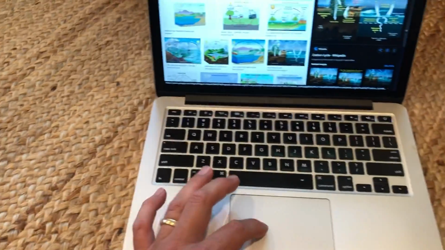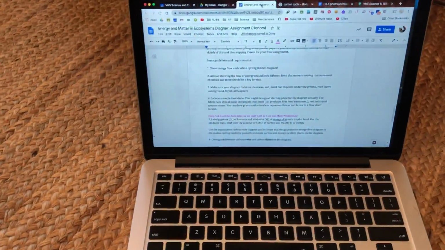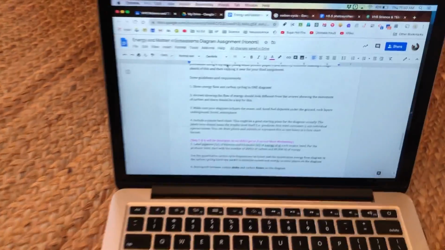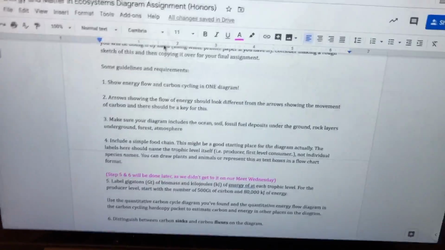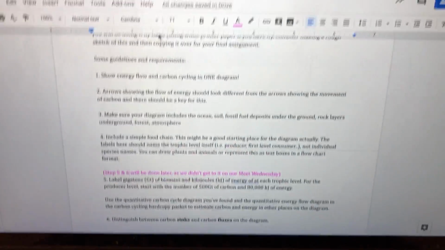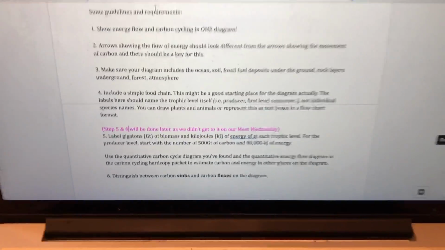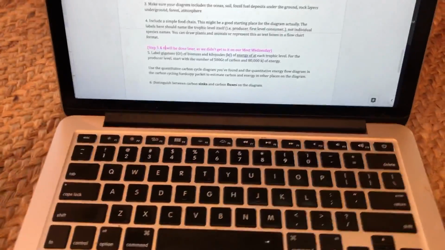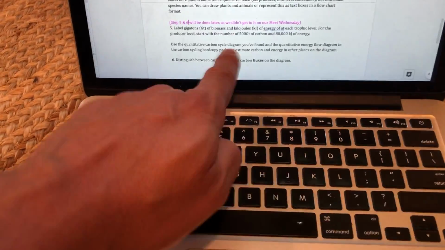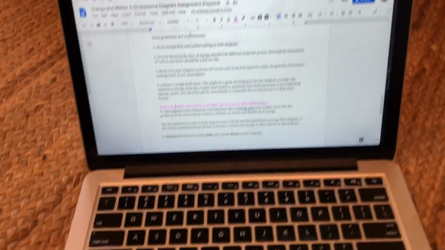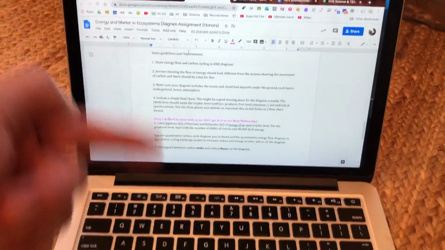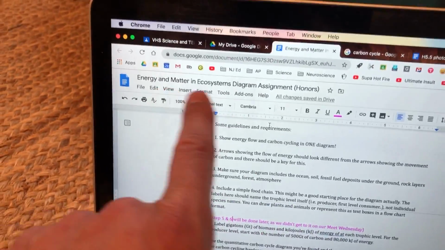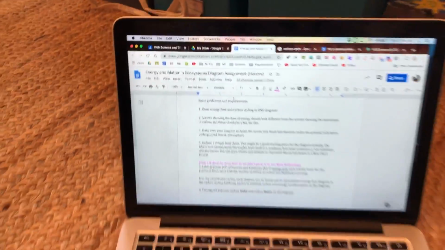Just a reminder that on our energy and matter in ecosystems doc down here, we have our guidelines and requirements. So do make sure you're going through that list. I'm going to talk a little bit about adding some quantitative numbers to your picture, and also labeling sinks and fluxes. But do look through this checklist, which again is on the energy and matter in ecosystems diagram assignment, which I put up yesterday.